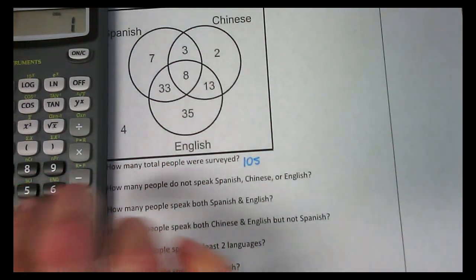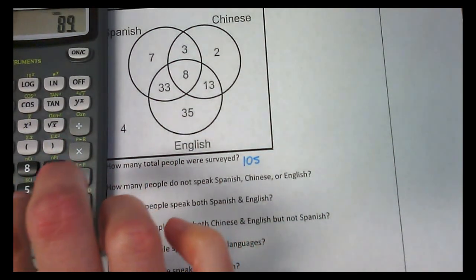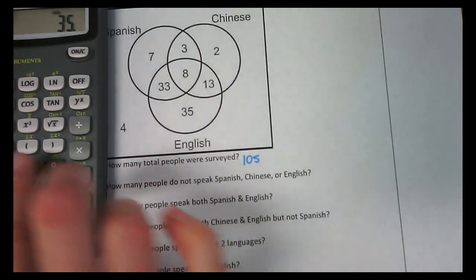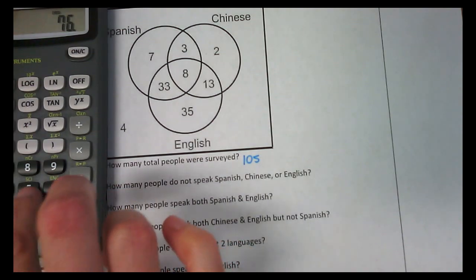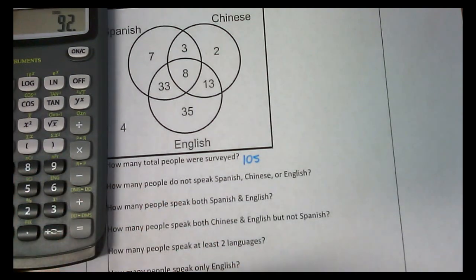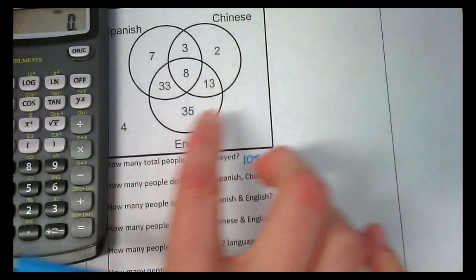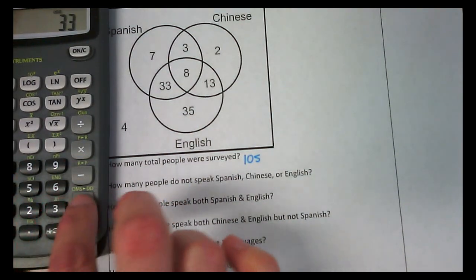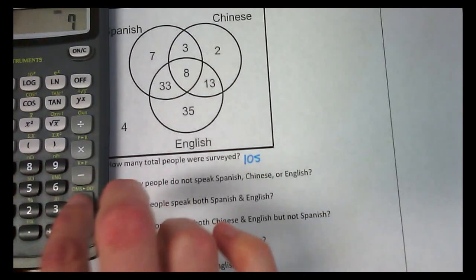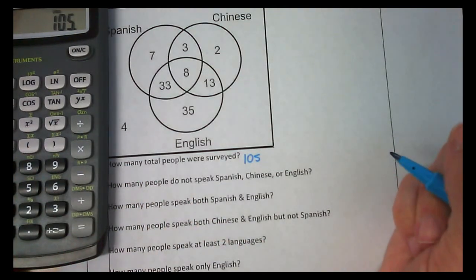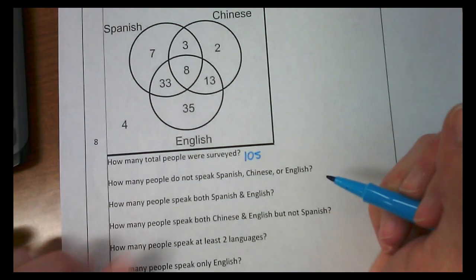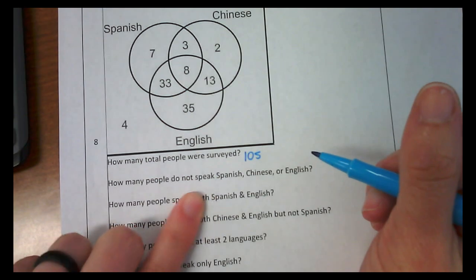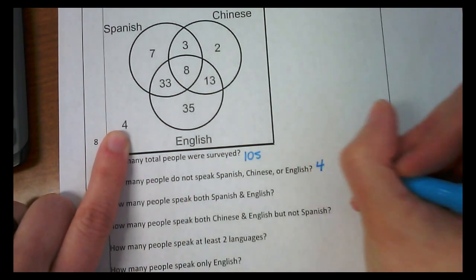It's always a good idea to double check and make sure you didn't type something in wrong. Like I think I might have, because I got a different number. 35, 13, 8, 33, 2, 3, 7, and 4. I got 105. Okay. How many people do not speak Spanish, Chinese, or English? So how many people don't speak any of them? That's this 4 out here.